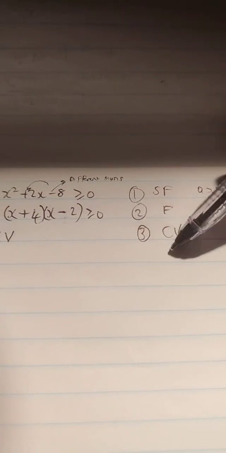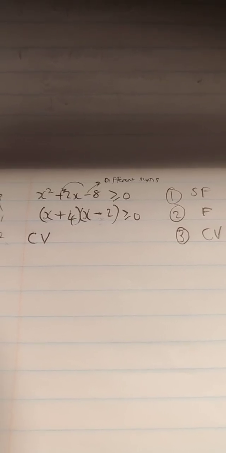Step 3, critical values. Now we need to write down the critical values. When we write down the critical values, we must write CV to indicate this is not the solution. This is just the way to the solution. So what are my critical values now that I've factorized?